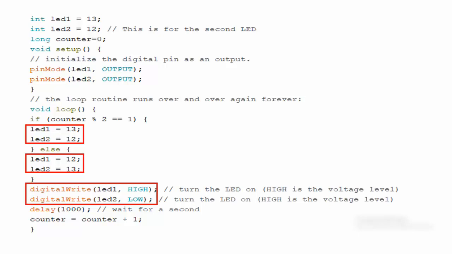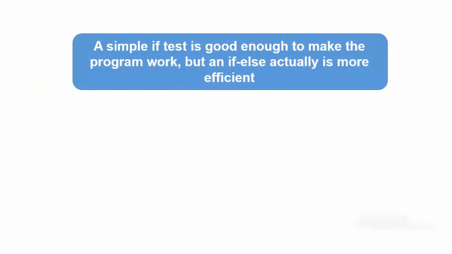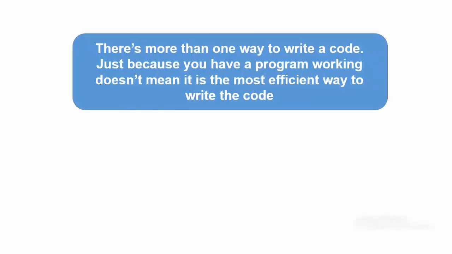We can make three conclusions here. A simple if test is good enough to make the program work. But an if-else actually is more efficient. The if-else statements can be reworked to make them easier to read and understand. There is more than one way to write code. Just because you have a program working doesn't mean it is the most efficient way to write the code. When you are dealing with relatively small amounts of memory, even small adjustments to the code may optimize your memory. So, always try to code efficiently.